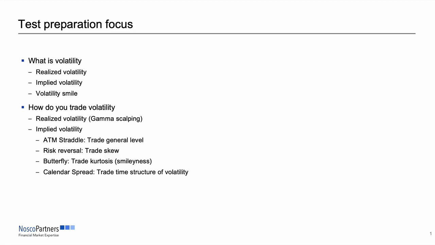And then you can have a view on implied volatility. That means you have a view how the volatility smile or the volatility surface is changing, and you want to harvest this view. This is typically done with products like straddle, risk reversals, butterflies, calendar spreads, etc. But we will now review this point by point.